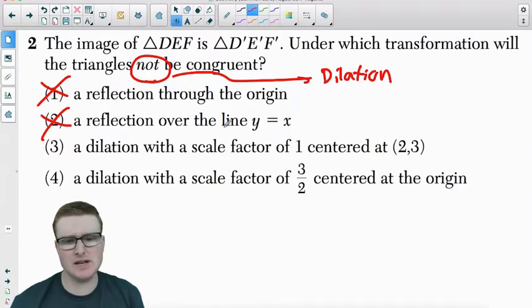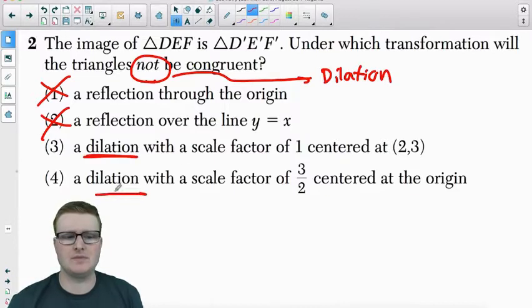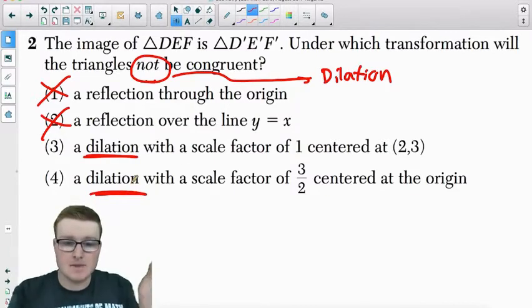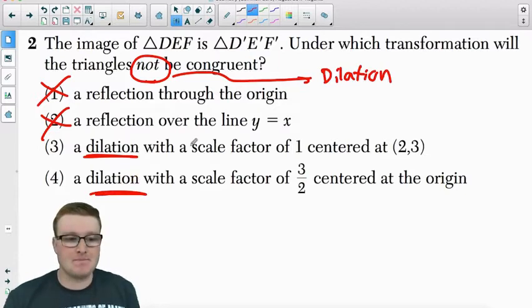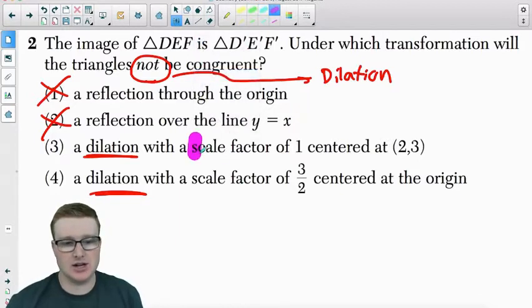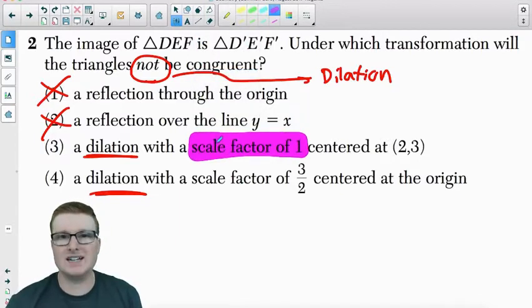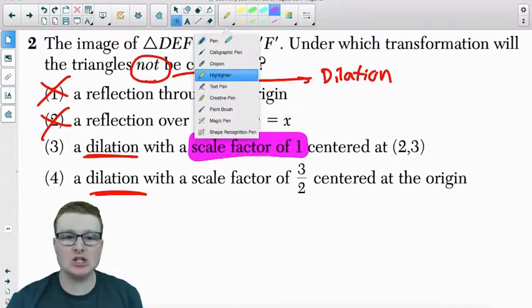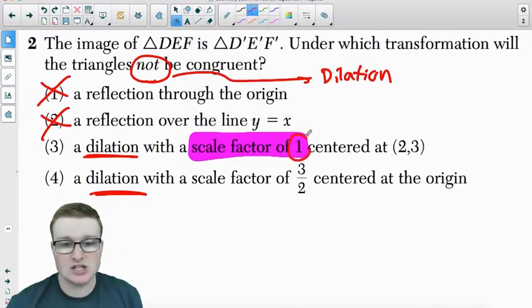A dilation with a scale factor of 1/2, 3. Uh-oh. A dilation with a scale factor of 3/2 centered at the origin. Ooh, wait a minute. They're both dilations. What do I do? Here's the thing. A dilation with a scale factor of 1. That's the key here, ladies and gents. A scale factor of 1 does not change anything. So it's the scale factor of 1.